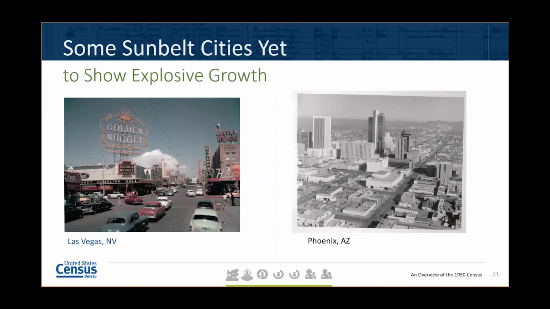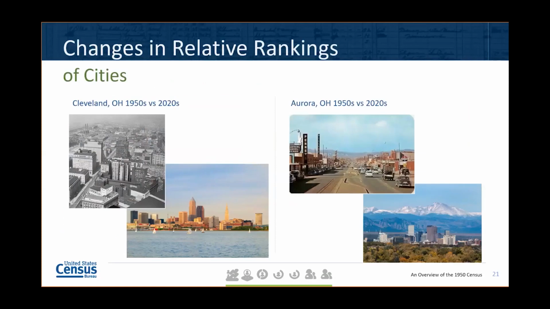Phoenix had just over 100,000 people in 1950, and it ranked 99th in population among cities. Its population would more than quadruple between 1950 and 1960 to 439,000. By the year 2020, Phoenix's population would reach a whopping 1.6 million, making it the country's 5th largest city. A similar story can be told for Las Vegas, which had just over 24,000 people in 1950 compared to 642,000 in 2020.